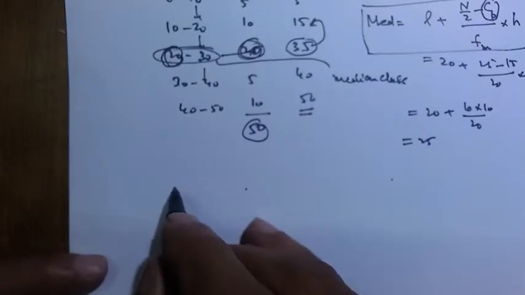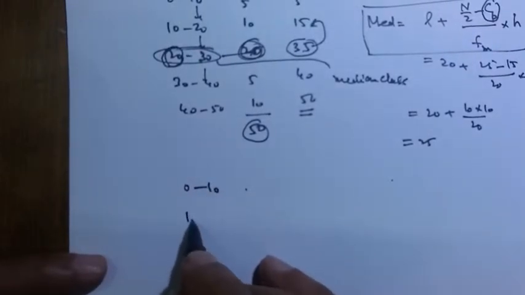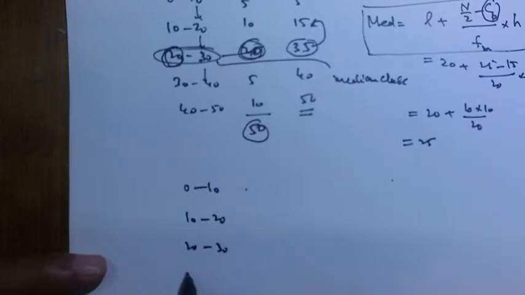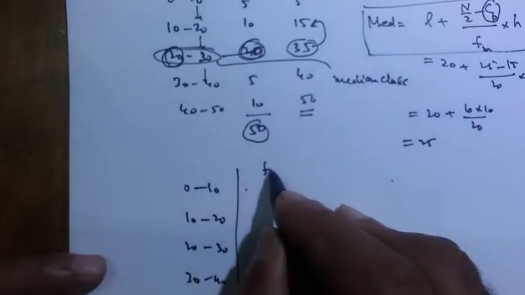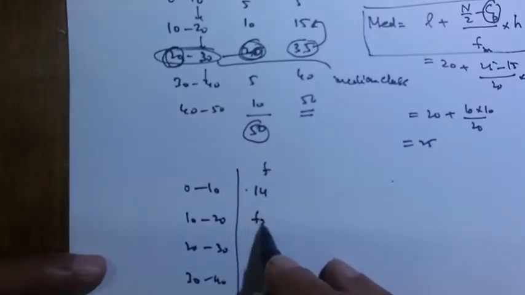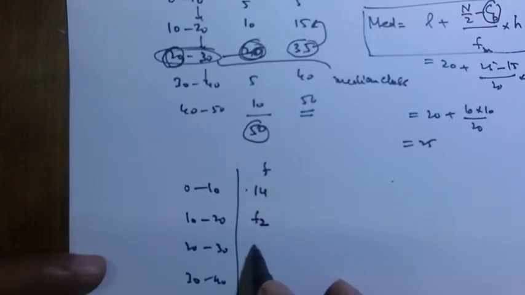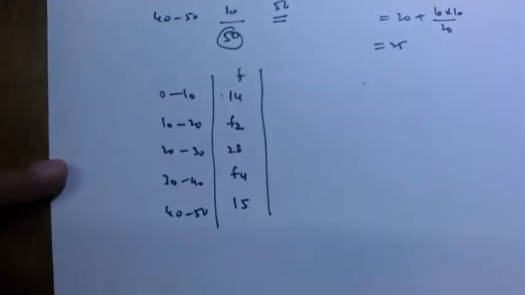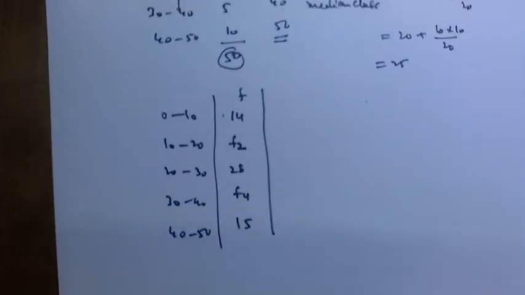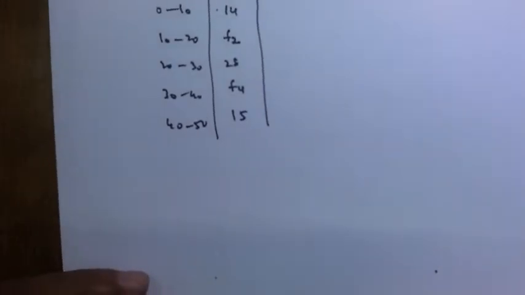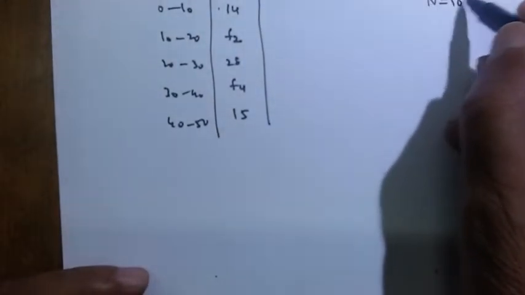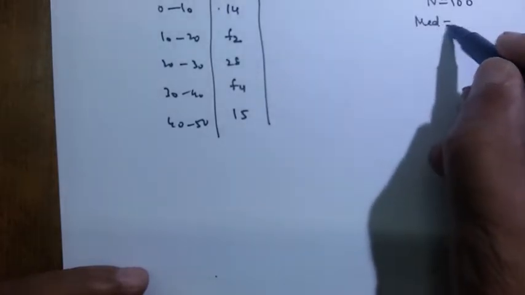Now what type of question is asked? Let me take one question like this. Suppose I have grouped data 0 to 10, 20 to 30, 30 to 40 and 40 to 50. I have the frequency 14 here, an unknown F2, then 28 here, an unknown F4, and 15 here. The question asks us to find the values of F2 and F4 when it is given that the total frequency n is equal to 100 and the median is equal to 25.